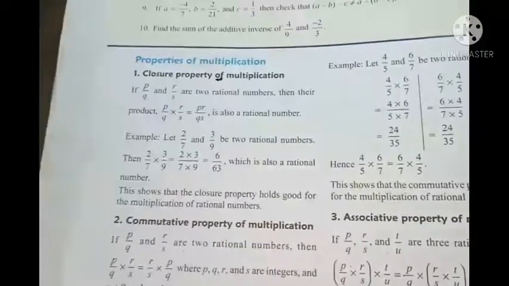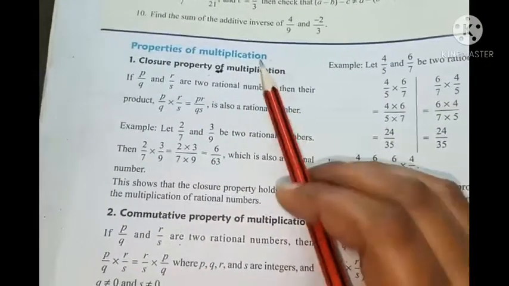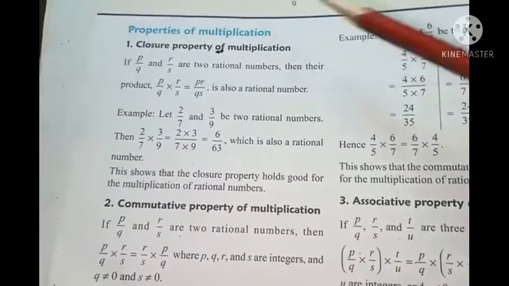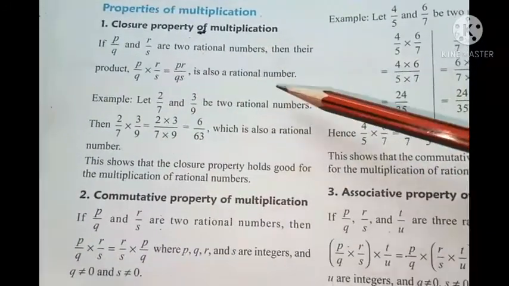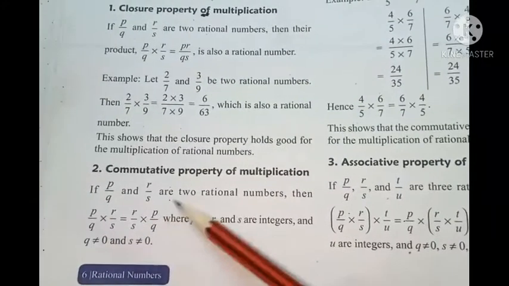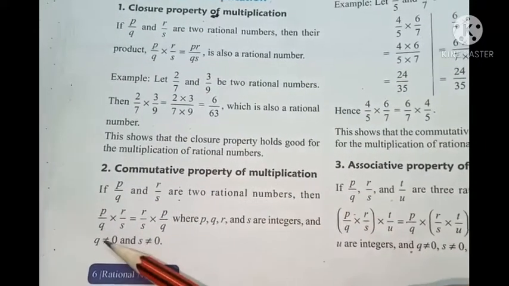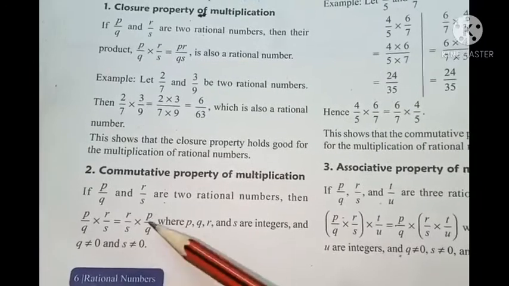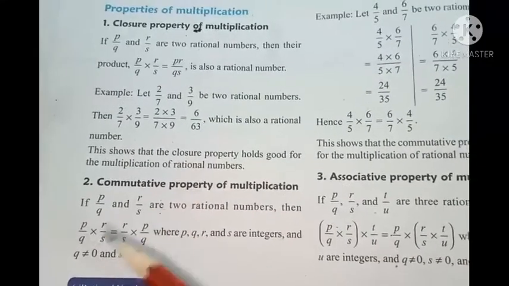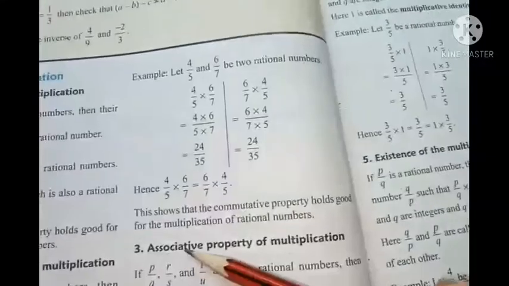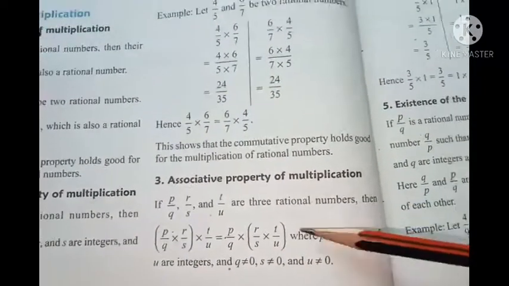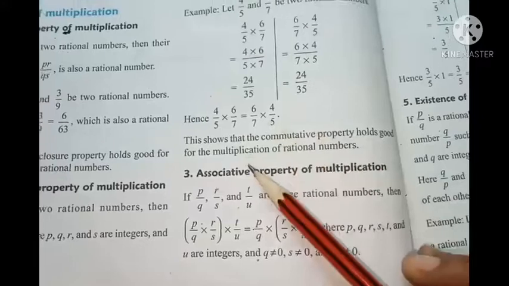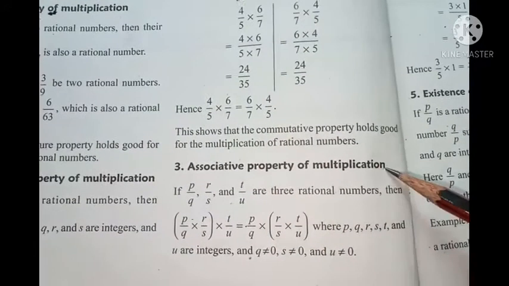Okay? Now let's come to properties of multiplication. Same procedure is there. Closure property same. If two things are rational, then their product should be rational. If P by Q and R by S are two rational numbers, then P by Q into R by S should equal R by S into P by Q. Commutative property, same procedure is there. Associative property, if you are changing the order, then your product will be same. This also shows that associative property holds good for multiplication of rational numbers.